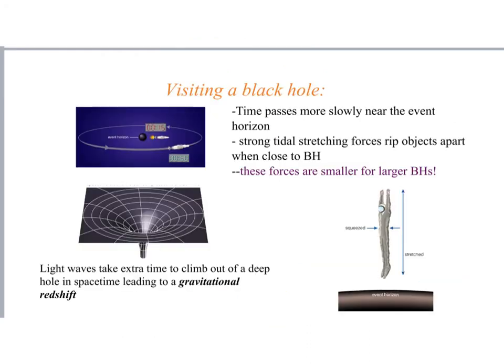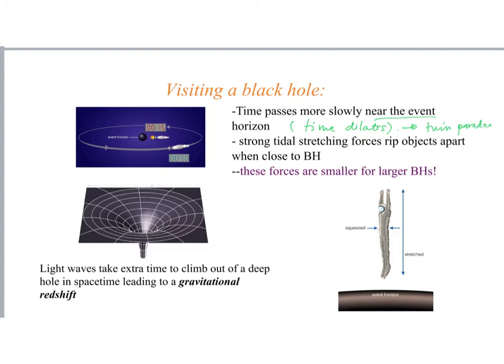All right, so I said we're going to talk in a little bit more detail about what's happening when we're getting closer to a black hole. So as I said, time passes more slowly near the event horizon, right? So time dilates. Google up the twin paradox, if you wish.